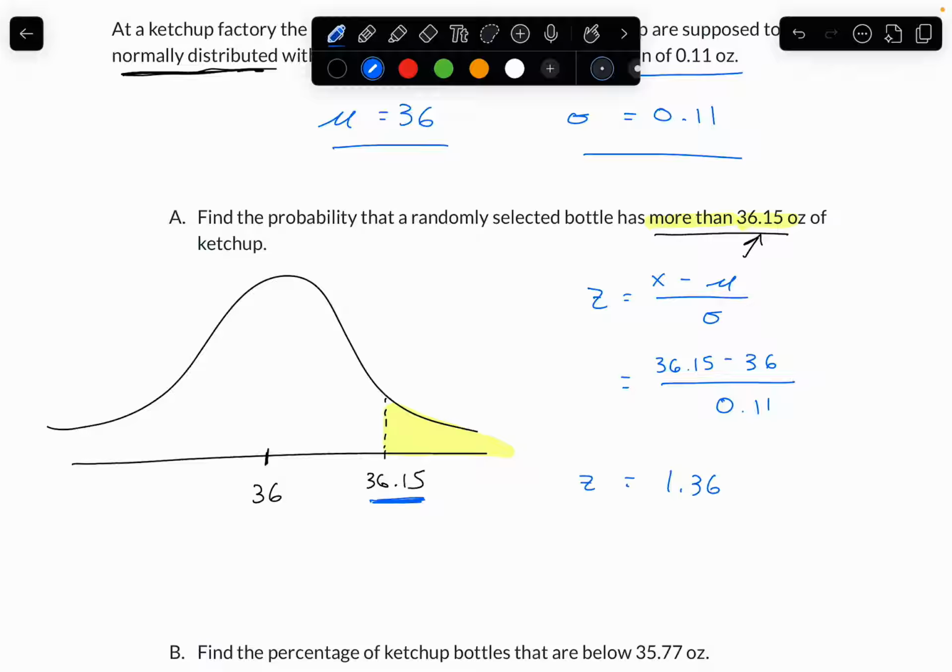1.3636 repeating. For z-scores, generally 2 decimal places is enough. That's all our z-table tells us, so that's all I'm ever really going to use. So my z-score is 1.36. So this has a z-score of 1.36. So another way that I could phrase this question is I could say I want to find the area to the right of 1.36. And at this point, we now need to hop back to our z-tables and use that to help me find this area.